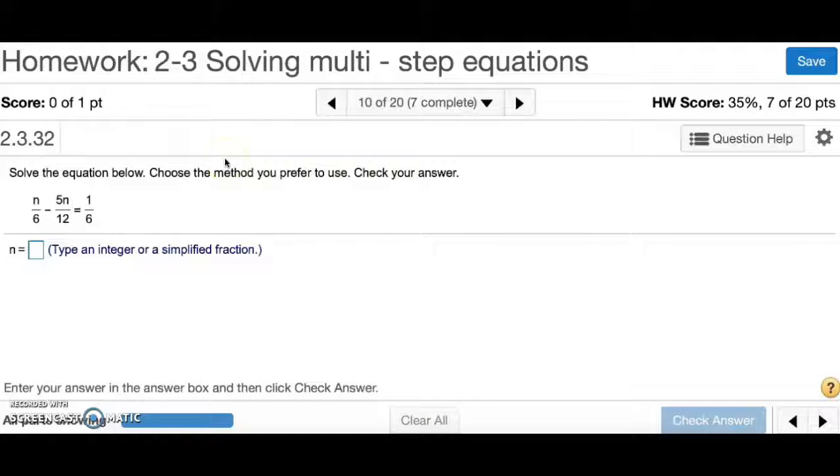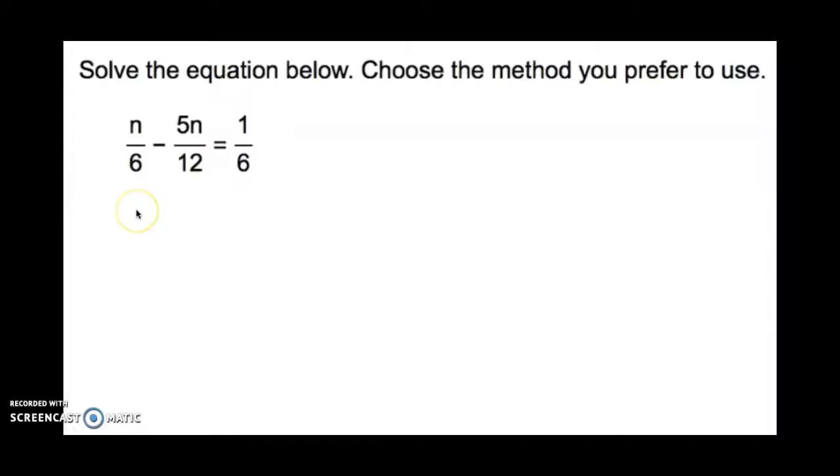Number 10 says solve the equation below. Choose the method you prefer to use, so let's do that. So, like the last one, where we have all the denominators being the same, here they're not, but we're going to make them all the same. Probably the easiest way for you to do this would be to multiply each of the denominators together. Doing so gives you 432.